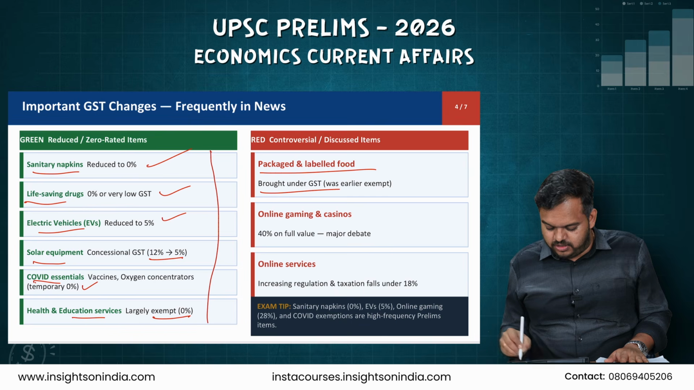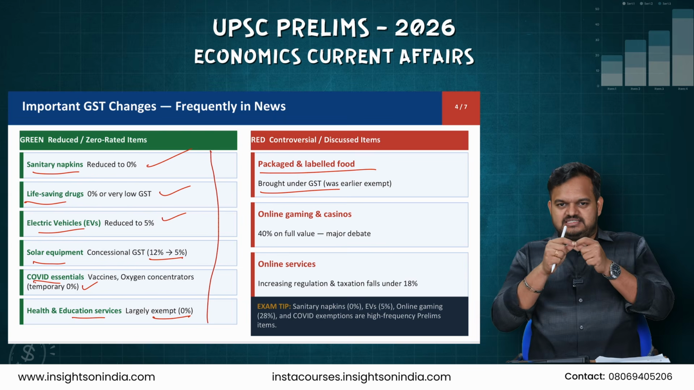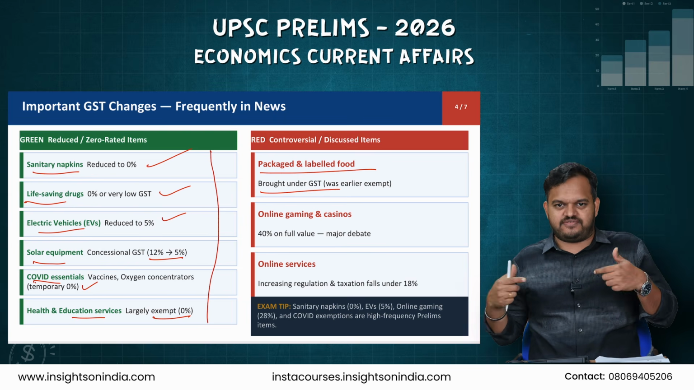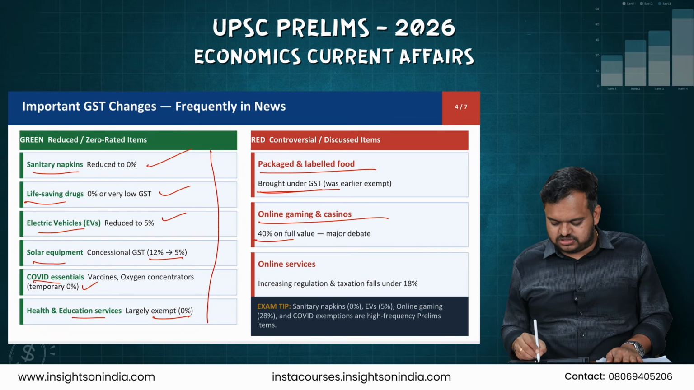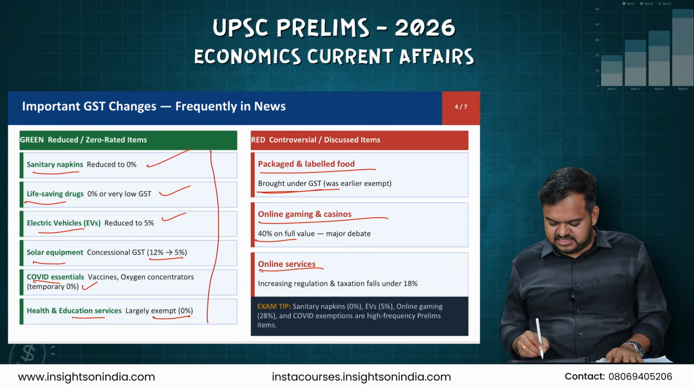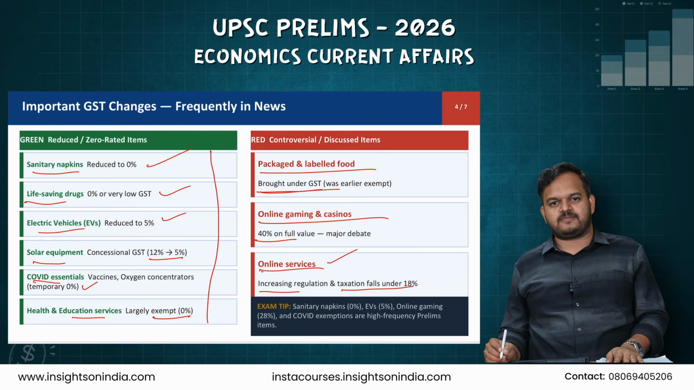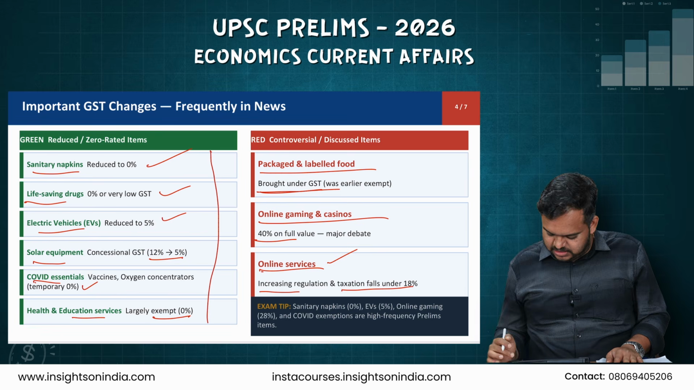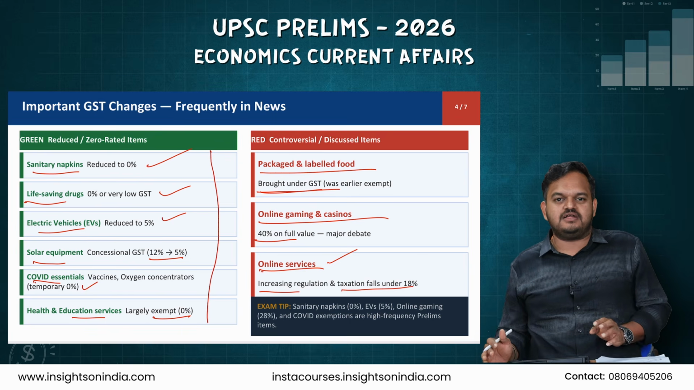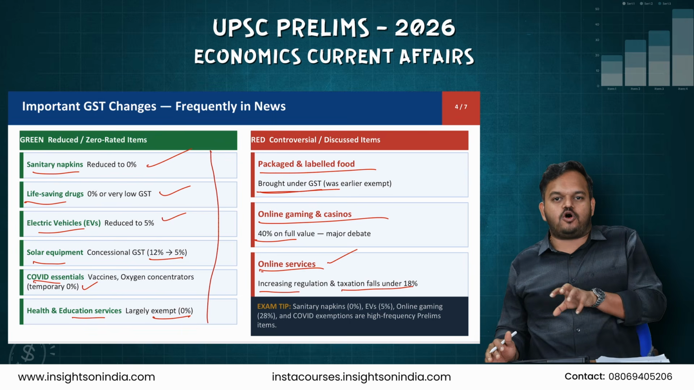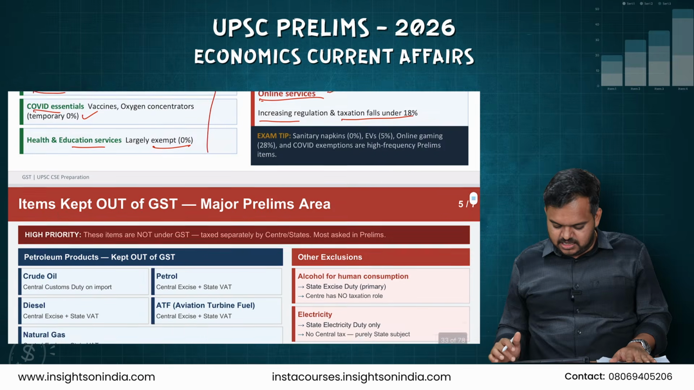Packaged and labeled food brought under GST. Packaged and labeled food means what? If rice or wheat or anything is packaged and labeled and sold, earlier it was not part of GST, now it is brought under GST. Online gaming and casinos 40%. Online services, with increasing regulation and taxation, fall under 18%. Any online services, right, fall under 18% GST. I'm not saying that only these will be asked, but to help you eliminate the most obvious items, these are the ones, because these are much talked about in the news as well as in the parliament sessions.